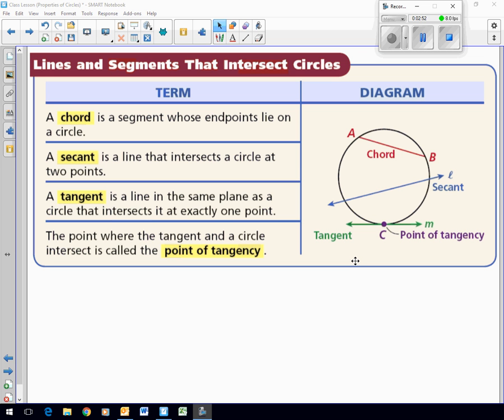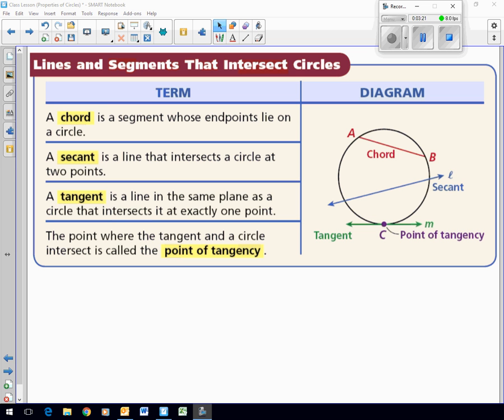A tangent is a line in the same plane as a circle that intersects it in exactly 1 point, point C, and we call that 1 point the point of tangency. So just remember about tangency, it nicks the rim at exactly 1 point. It never goes inside the circle, though.